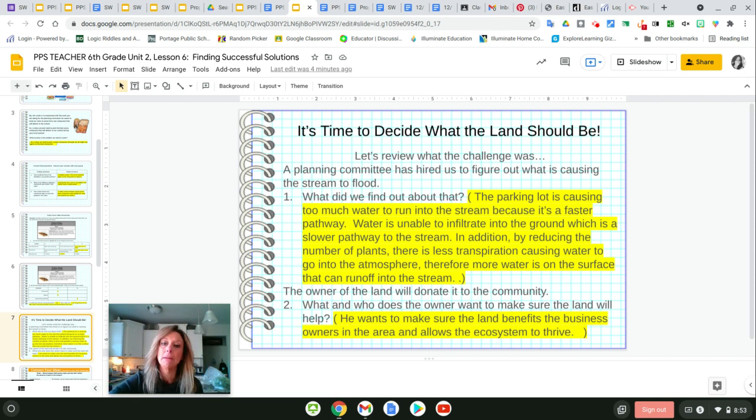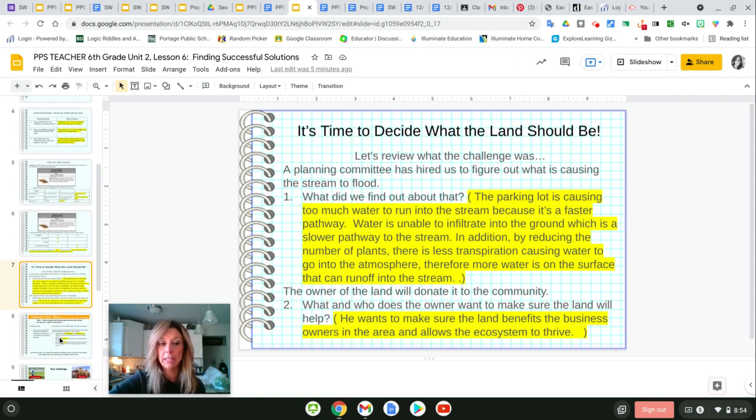This is the ending of what should this land be now. So what did we find out? We found out first that the parking lot is what's causing too much water to run into the stream. It's a faster pathway to water. The water is unable to infiltrate into the ground because of the parking lot. That's a slower pathway to the stream. In addition, by reducing the number of plants, we have less transpiration, so not as much water going into the atmosphere. The landowner wants to make sure that the land benefits the business owners in the area, and it allows the ecosystem to thrive, which includes reducing the stream being flooded.